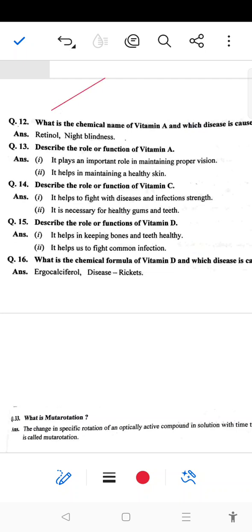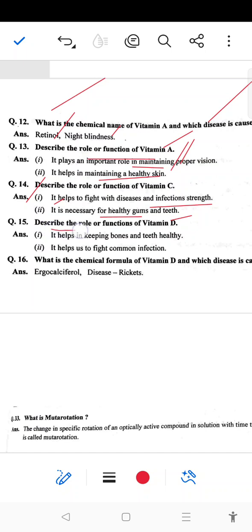What are the chemical name of vitamin A and the disease caused? Retinol and night blindness. Describe the role or function of vitamin A: it plays an important role in maintaining proper vision and a healthy skin. Next, describe the role or function of vitamin C. It helps to fight disease and infection, and it is necessary for healthy gums and teeth.